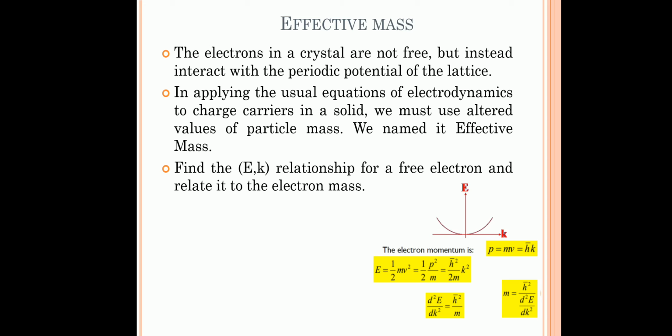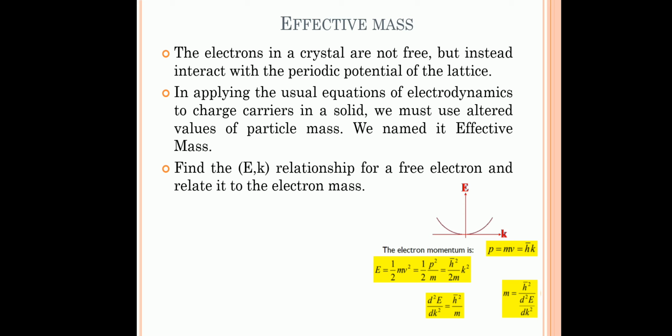Then what is effective mass? We know that in a crystal there are many identical particles. The electrons in a crystal are not completely free because they interact with the periodic potential of the lattice. That means the crystal is made up of different atoms, so an electron in a crystal interacts with the same particles. The wave particle motion is not the same as in free space, or in other words, an electron in a crystal is not completely free.